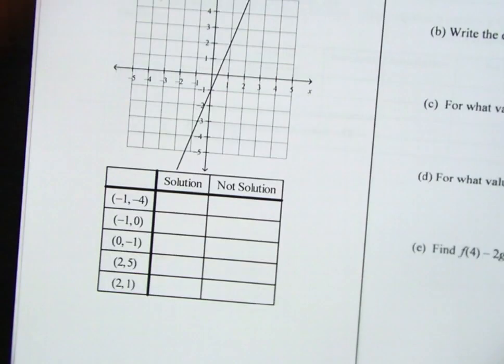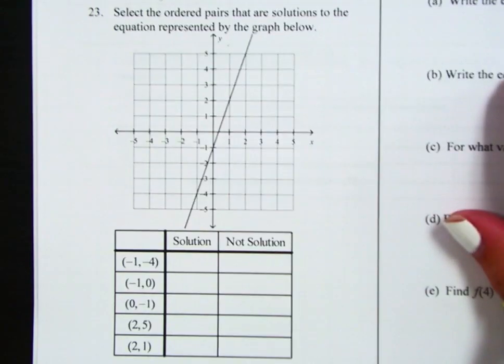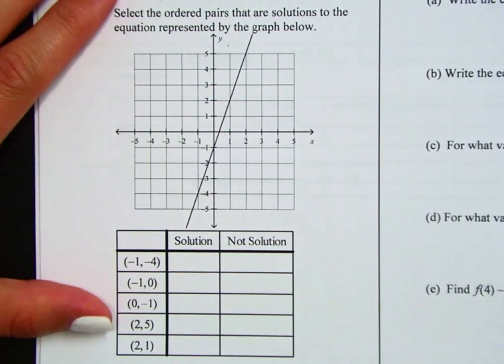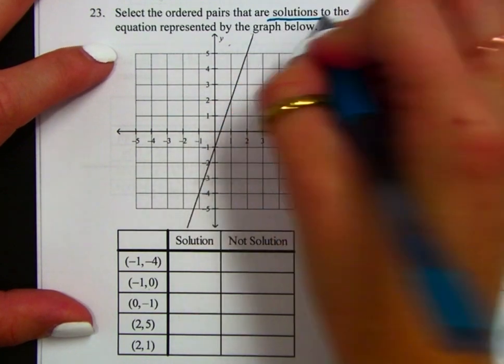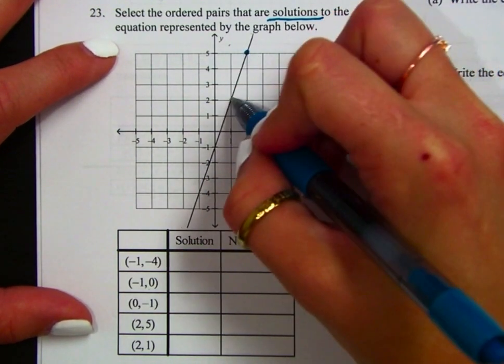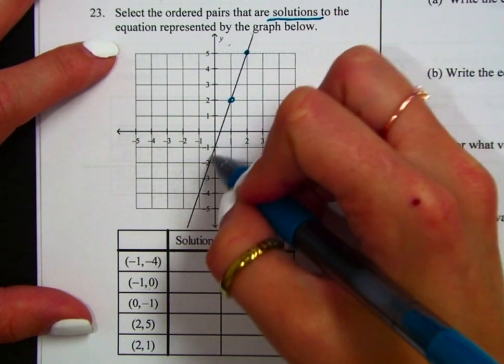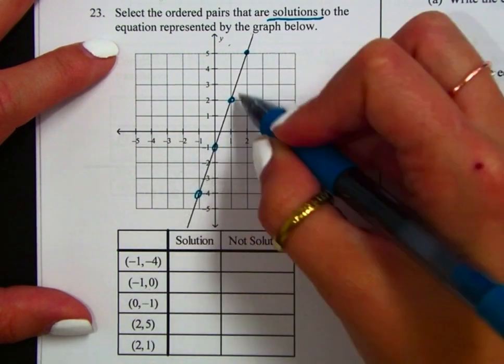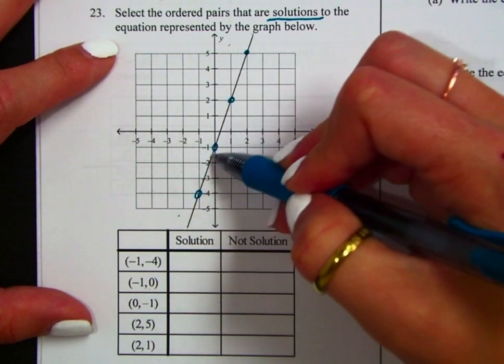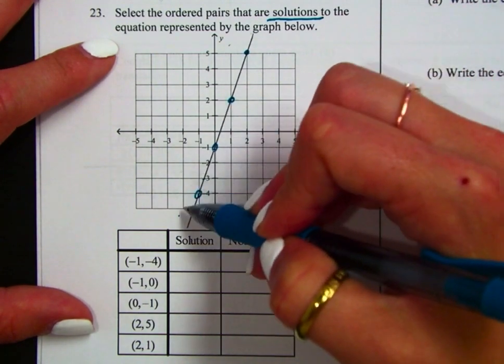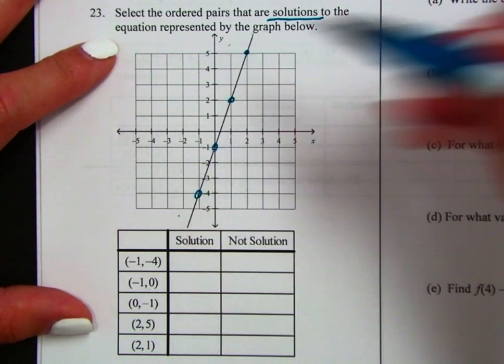Okay, we're going to select the ordered pairs that are solutions to the equation represented by the graph. So remember, solutions are all of the points on the graph. These are just the nice points, but there's infinite points, including all the decimal places. But as long as it lies on the line, then it's a solution.